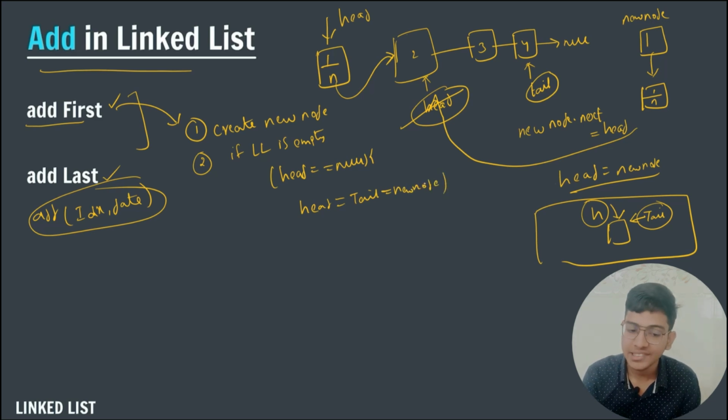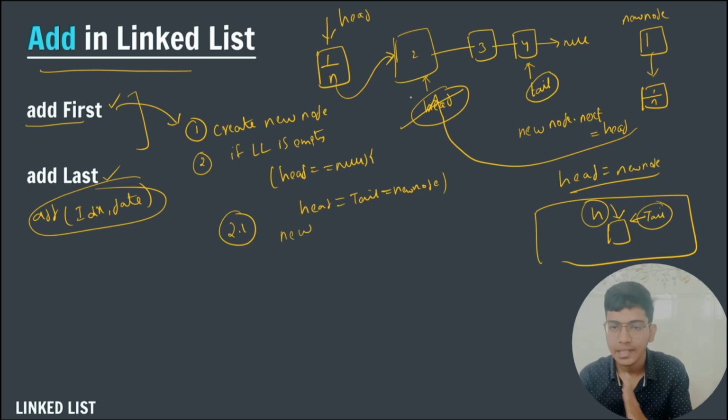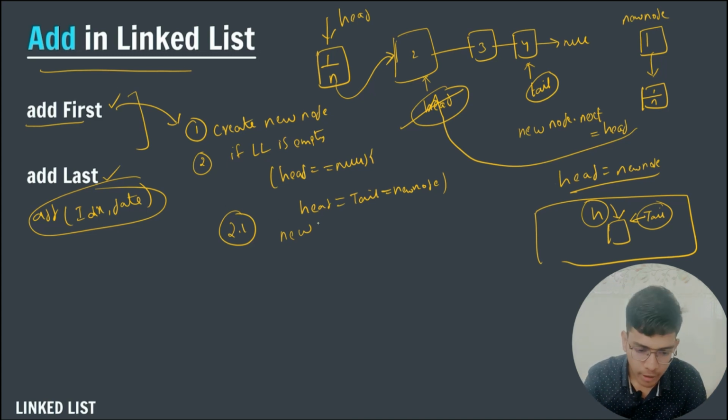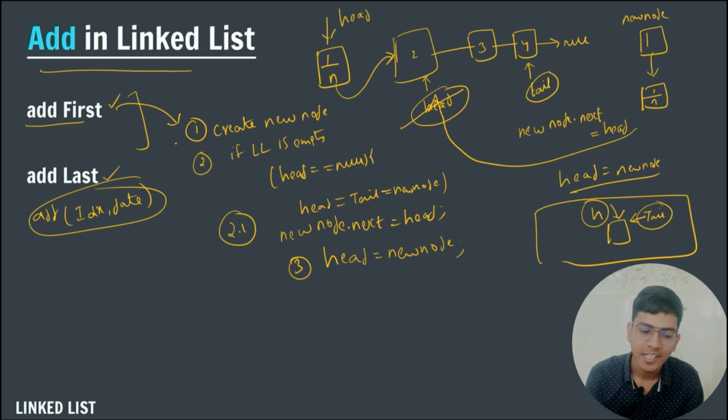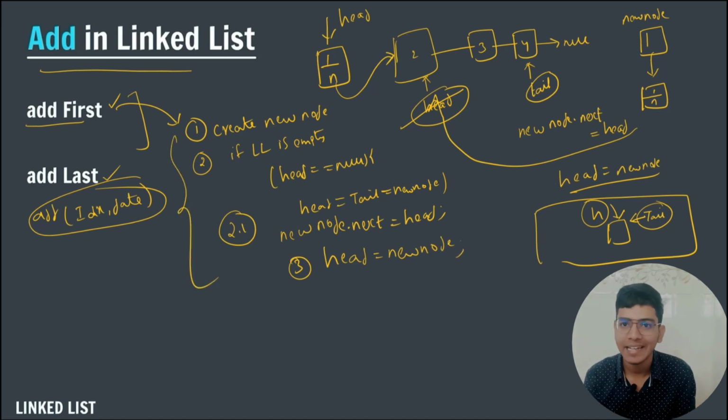Right? That is if the linked list is empty; else, step 2.1. First of all we are creating a new node and giving it a value, a reference, all those kinds of things. After that, if the linked list is not empty, then first the new node dot next points to my existing head. So new node dot next is equal to head. After that, the third step will be head is equal to new node. That's all. I'm changing the value of head. By performing these three steps, we can add elements in my linked list.